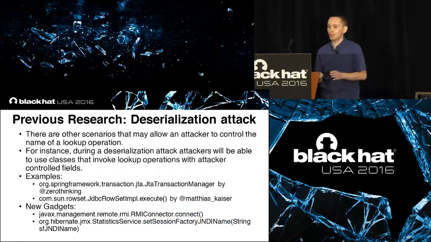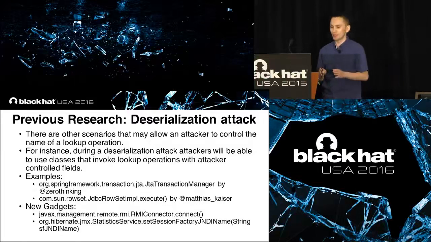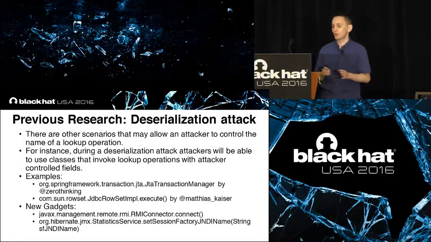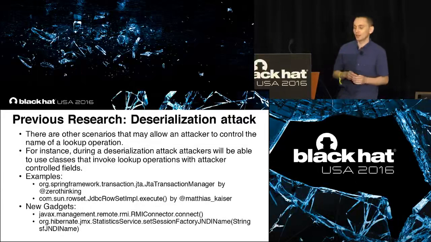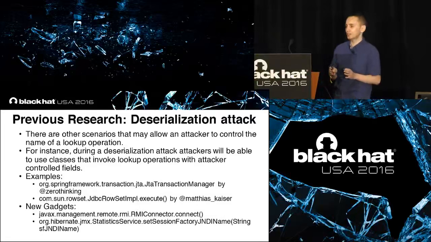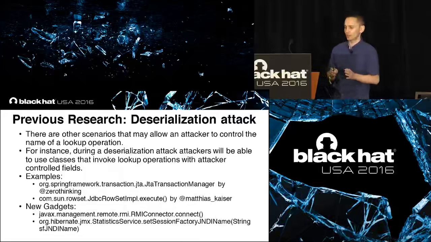It's a nice example, but it's not the only attack where the JNDI lookup trick is used. Another example can be finding gadgets for Java deserialization attacks. We provided a few already known gadgets. For example, Spring Framework libraries, a gadget found by zerothinking. The second one is from RT JAR and was used by Matthias Kaiser in his deserialization chain in OpenJDK 7.